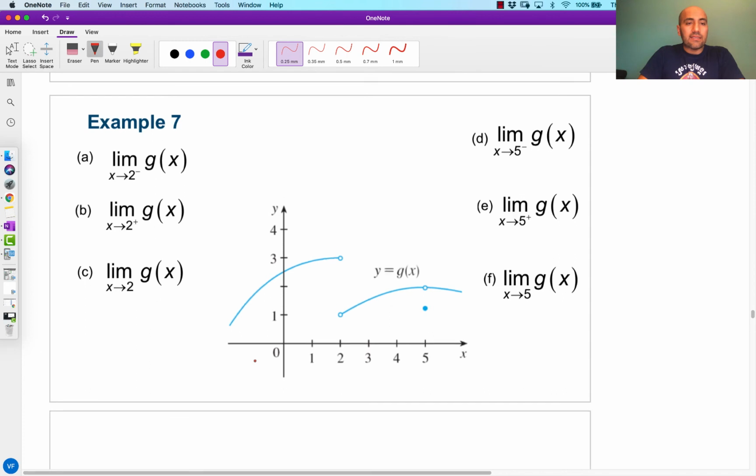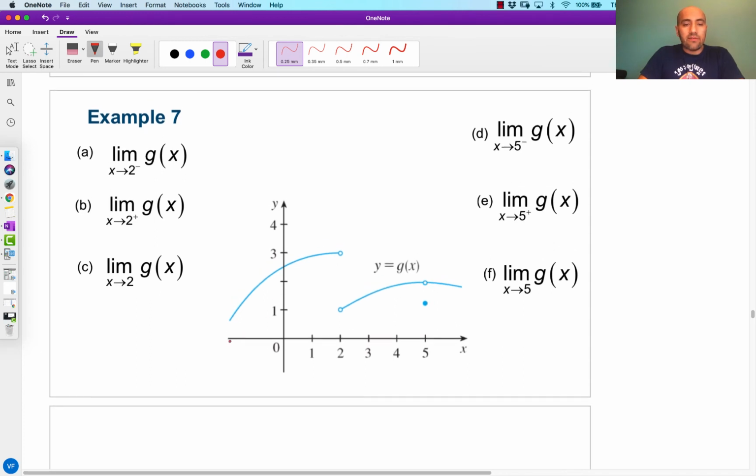Here's a nice example where we are given a graph. So here's a nice graph of g of x. We don't have to worry about the equation of g of x. Here's just its graph. And based on the graph, we can find all of these limits.